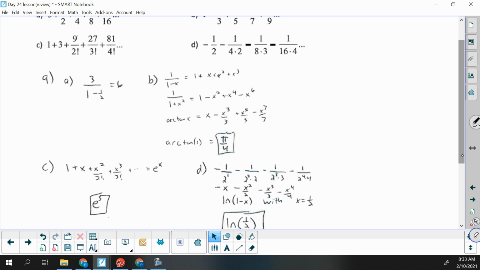And then for D, we have our natural log of 1 minus x, which initially we would think of as negative x minus x squared over 2 minus x cubed over 3 and so on. Well, notice the 2, 4, 8, 16 can be thought of as 2 to the first, 2 to the second, 2 to the third, 2 to the fourth. So really we have 1/2 that was subbed in for x. So then the 1 minus the 1/2 gives us natural log of a half.